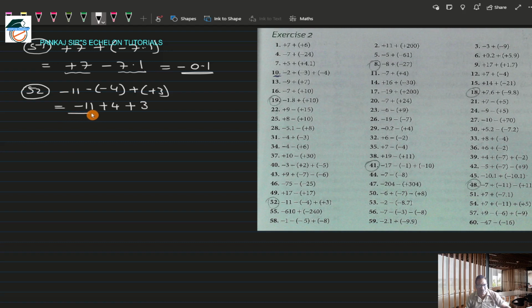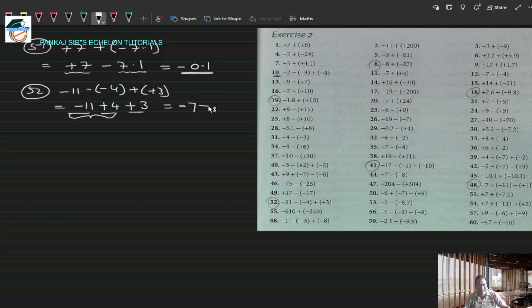The brackets are removed, so you have three directed numbers: minus 11, plus 4 and plus 3. Now we have to deal with these in pairs. First we'll take these two. Minus 11 and plus 4 are two directed numbers with opposite signs, so I'll take the sign of the bigger number, that is 11, which has a minus sign before it. Now I'll subtract 4 from 11 and get 7. So minus 7 is the answer for this part.